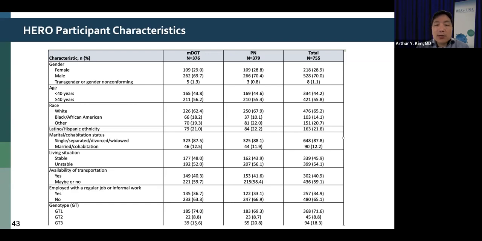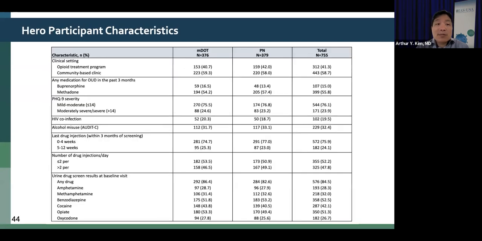Largely single, but also you can see the really high rates of an unstable living situation. You can just imagine. Over half of individuals, many without transportation. And when you think about sites such as West Virginia, which had major geographic issues, employment was generally low, and you can see genotype 1 was predominant, as we'd expect in a US-based study.